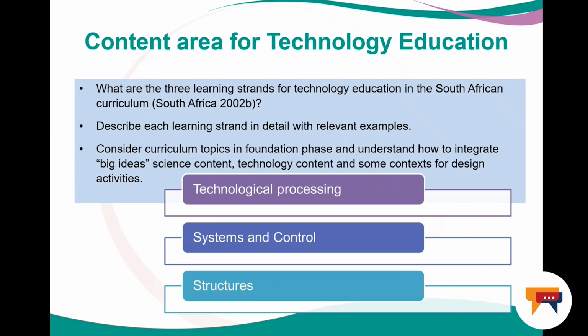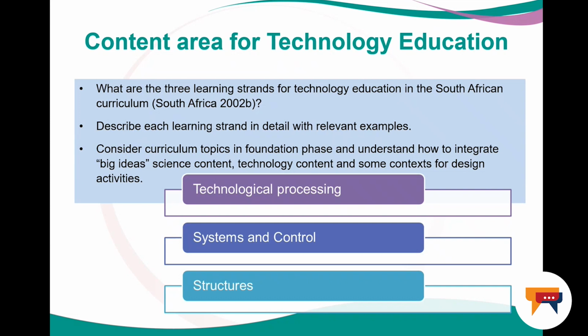Okay, so now we're looking at the content areas for technology education, and it is very important that you understand the three learning strands, which are technological processing, systems and control, and structures. If you look at each strand, technological processing is a strand that focuses on practical ways in which materials can be processed or manufactured in order to improve them and be more suitable for the intended use.